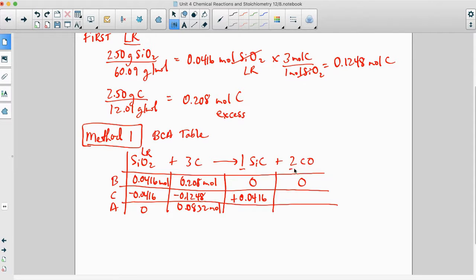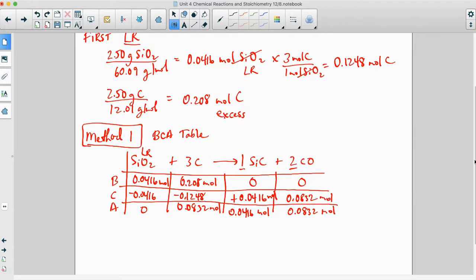And here we have twice as much as the SiC or the SiO2. So I can take 2 times the 0.0416 and I get 0.0832 moles. Always good to keep your units. So here 0.0416 moles, 0.0832 moles.